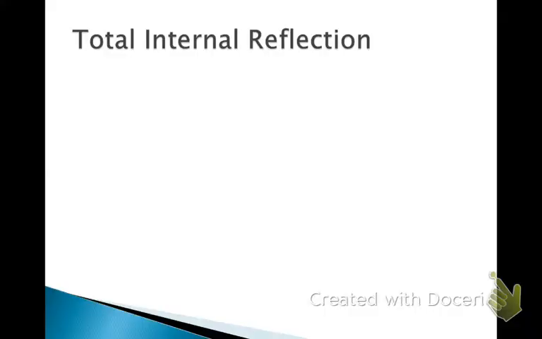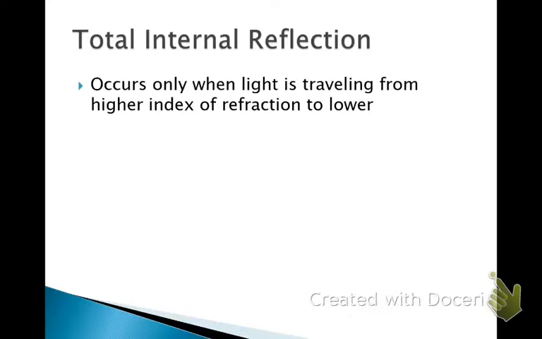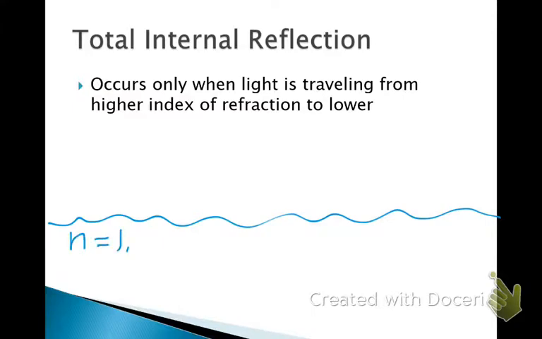And the final phenomenon we're going to talk about in this video, at least, is total internal reflection. Here's how it works. It only works when you're traveling from a higher index of refraction to a lower index of refraction. So let's say, for example, I'm shining a laser beam from water out into air. Water has an index of refraction of about 1.33, and air has an index of refraction of about 1.